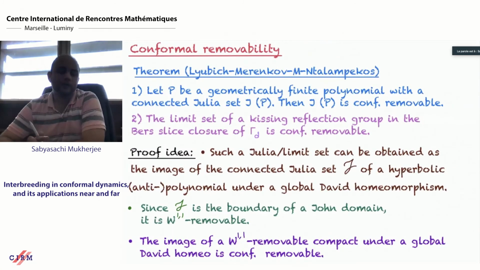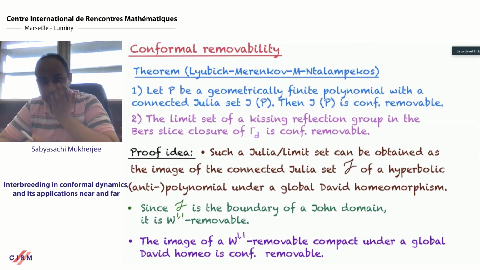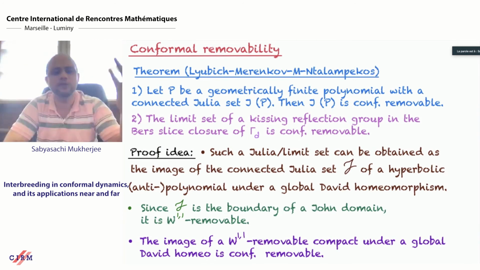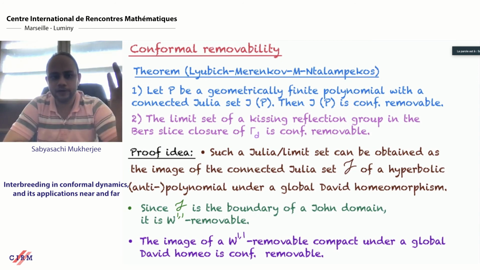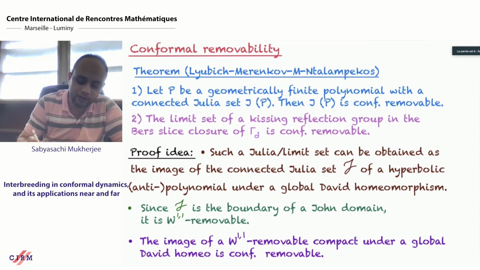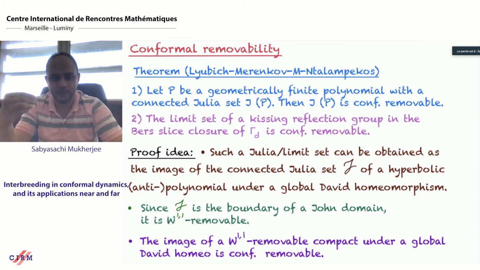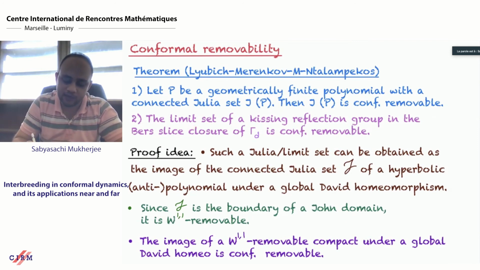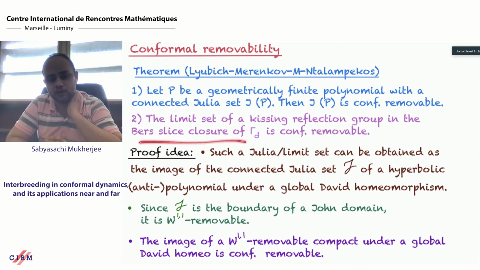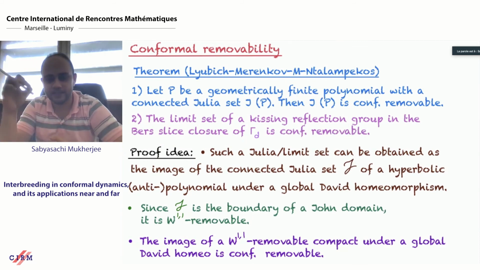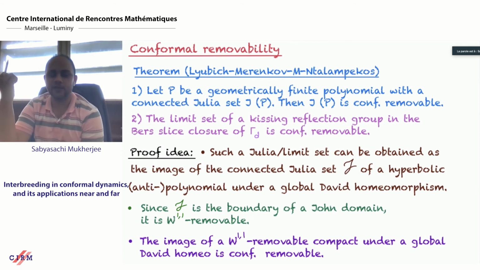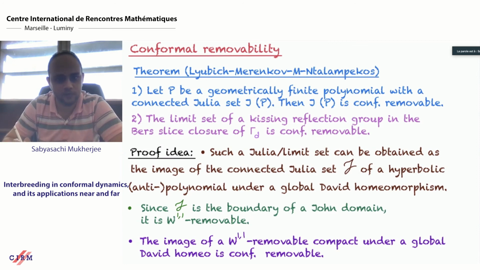This is not a trivial thing to prove, because the standard way of proving conformal removability for these kinds of Julia sets is to prove that they are the boundary of some John domain. In these cases, they are not boundaries of any John domain. For instance, if you take a parabolic polynomial, the basin of infinity is not a John domain. There are outward cusps there. Similarly, if you take the limit set of a kissing reflection group on the Bers slice closure of the ideal polygon reflection group, they also have these cusps obtained by pinching. So they are not boundaries of John domains, and you cannot use standard techniques to claim that they are conformally removable.